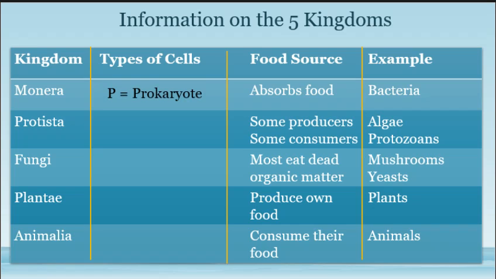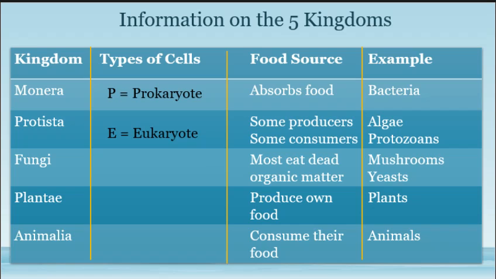Our next group, the Protista, are going to be broken into 2 very large groups. They're actually called subkingdoms: subkingdom algae and subkingdom protozoan. The algae are plant-like and the protozoans are animal-like. Some are producers, like the algae, for instance. Some are consumers, like most protozoans. They are E for eukaryotic cells.